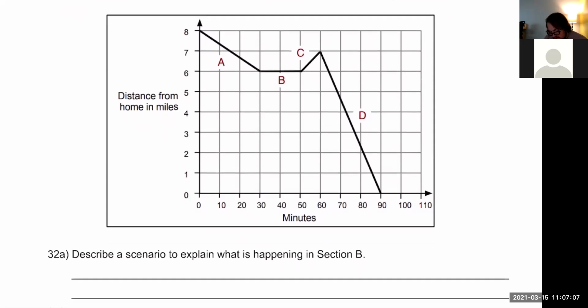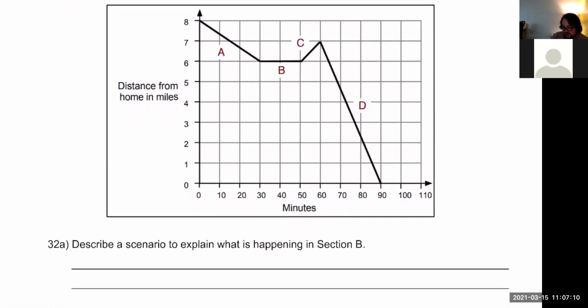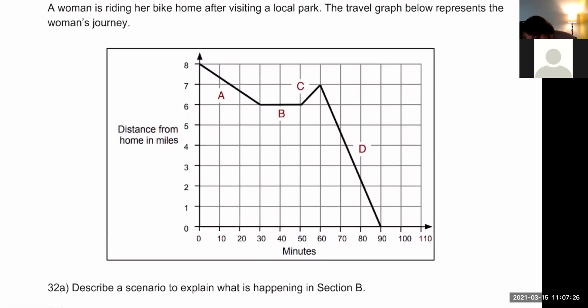So we have a series of questions here that we want to describe or answer using the graph provided. 32A asks us to describe a scenario to explain what is happening in section B. Well, section B is right here. What would you describe the graph as doing? Standing still, so to speak. Interesting that you use that, standing still, because ironically, that's probably exactly what she's doing.